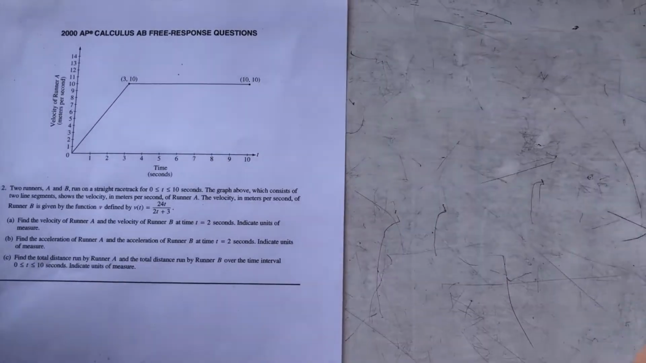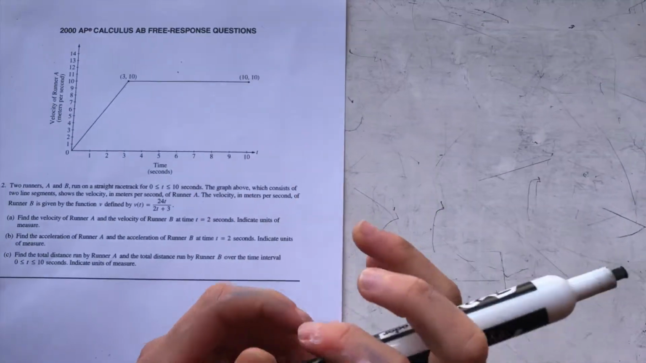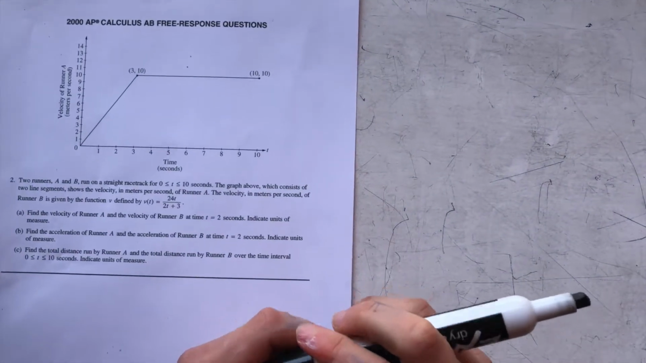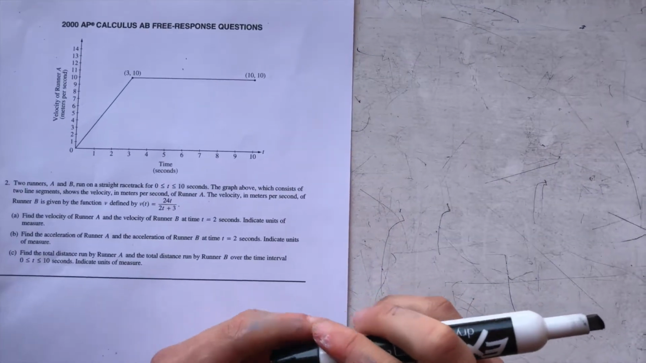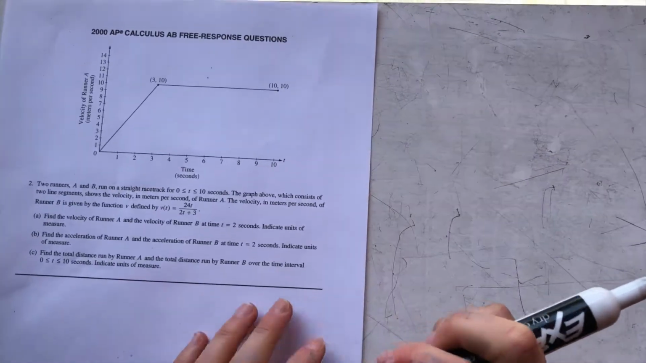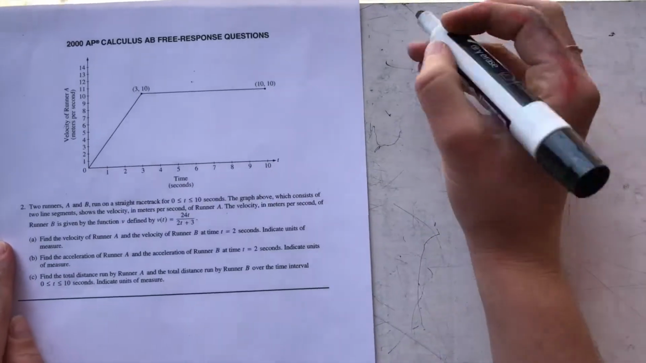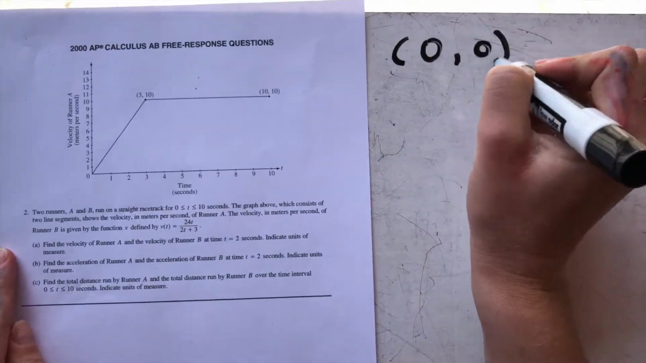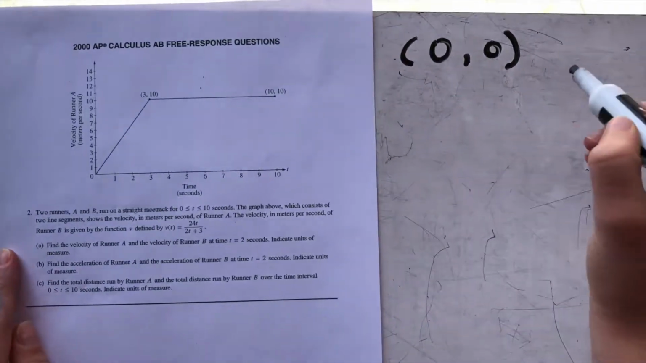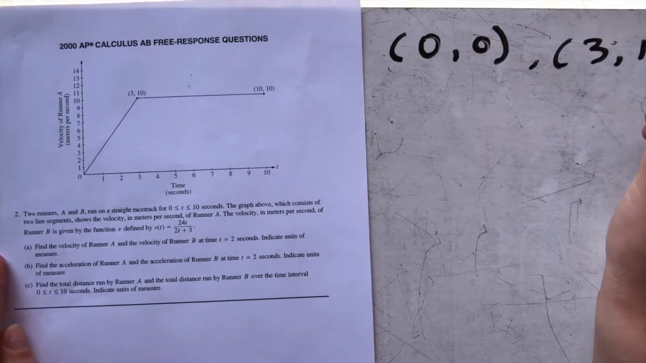For part A, it says find the velocity of runner A and the velocity of runner B at time t equals 2 seconds. Indicate units of measure. Based off of the graph, one point on the graph is (0, 0) and another point is (3, 10).